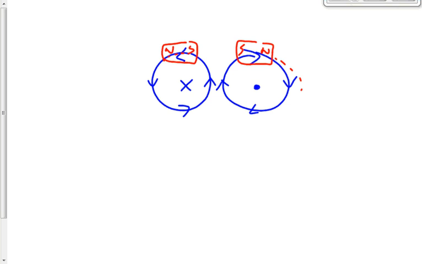Now, some of you are out there thinking, well, how did he know to draw these little pretend magnets that he invented above the wires? Why didn't he draw them below the wires, or somewhere else? It doesn't matter. Let's draw them right here.